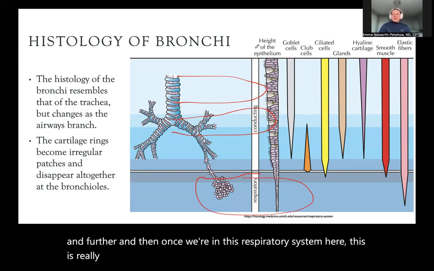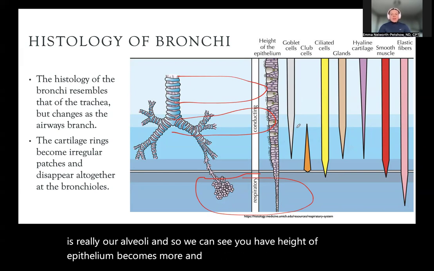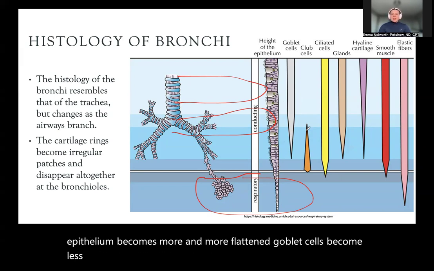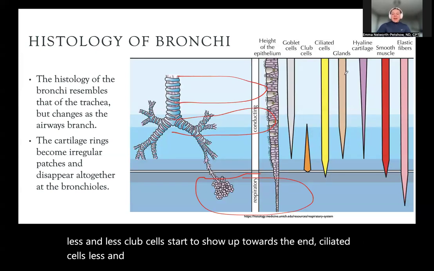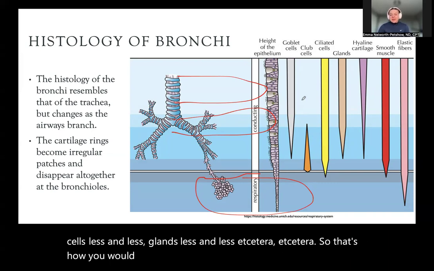And so we can see the height of epithelium becomes more and more flattened, goblet cells become less and less, club cells start to show up towards the end, ciliated cells less and less, glands less and less, et cetera. So that's how you would read this image on this slide.